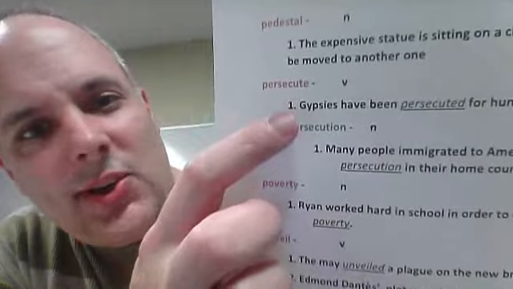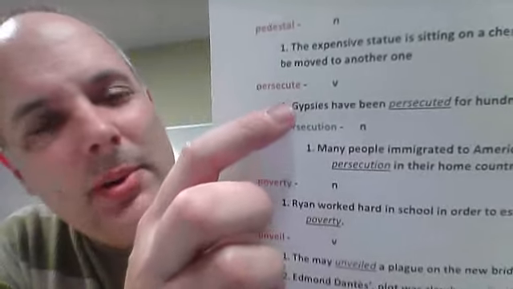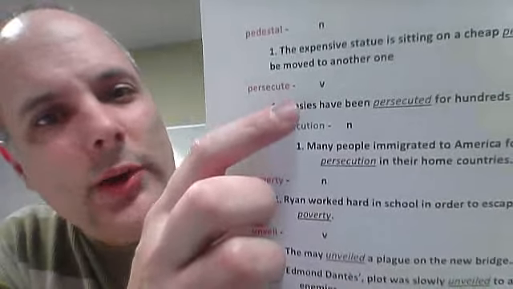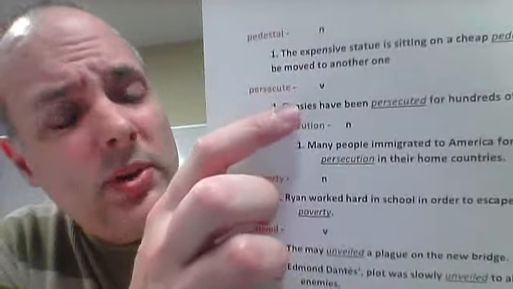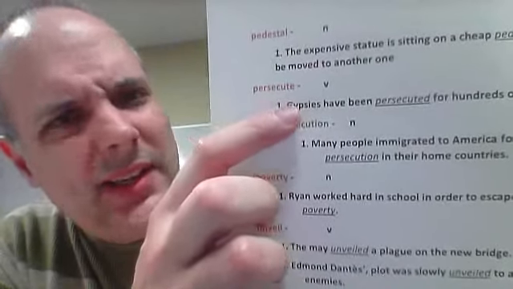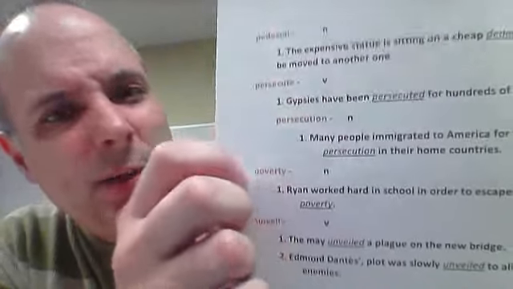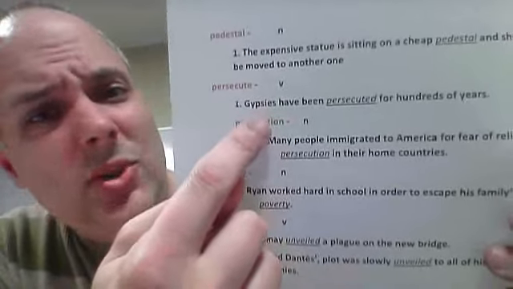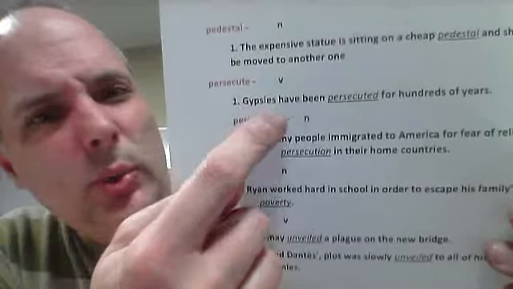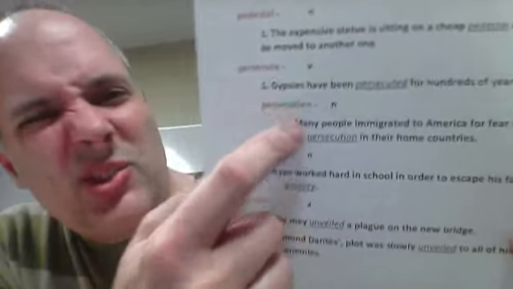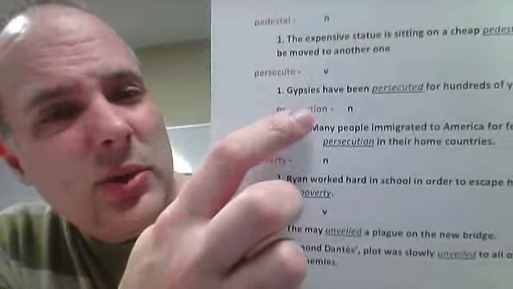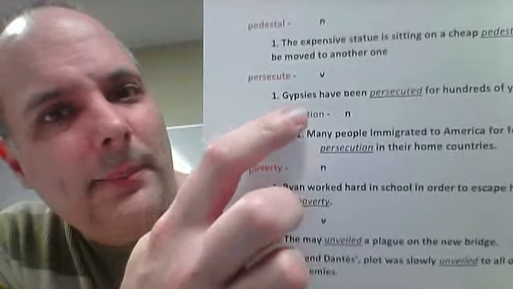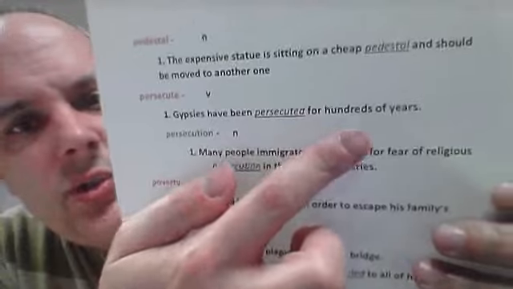Persecute. Persecute is not a good word. Persecute means that one group of people, or even one person, are really kind of chasing and being bad to other people. Okay, so gypsies, sometimes known as Roma. You can use the word Roma too. I just don't think people know what Roma is, so I use the word gypsies here. Gypsies or Roma have been persecuted for hundreds of years.